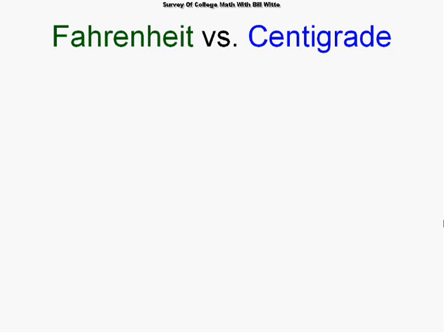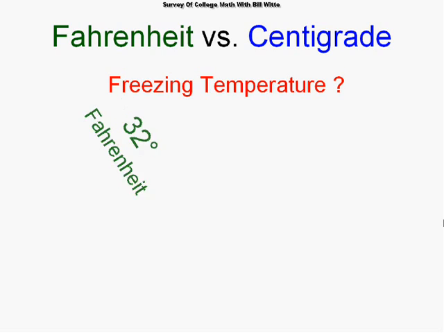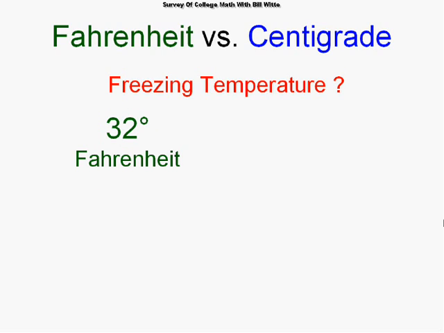Let's just talk about something as basic as temperature. We've done it before. There's something I have to ask you. What are the freezing temperatures in Fahrenheit and in centigrade? I bet you know one of them. Now, you know 32 degrees is freezing for Fahrenheit. Do you know what the freezing temperature for centigrade is? Well, it's 0, okay?